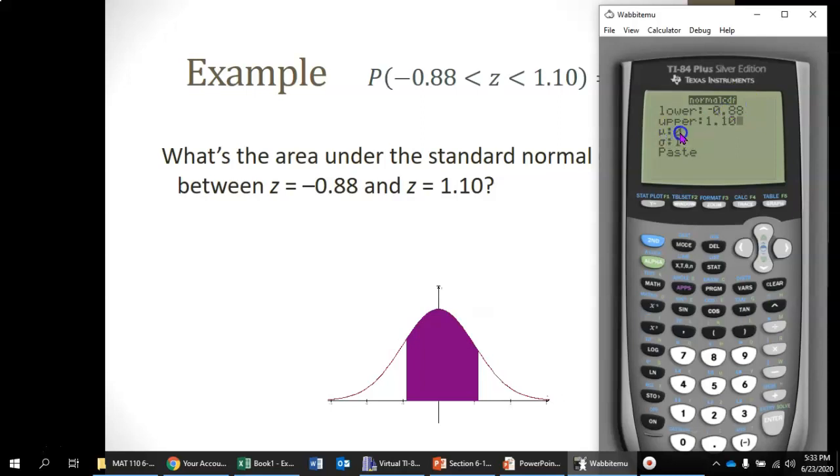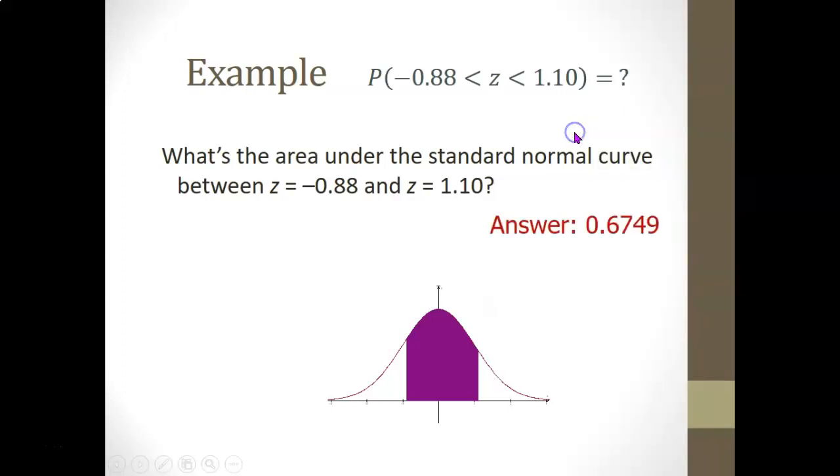And then we should have a 0 and a 1 here. If these don't say 0 and 1, you should change them so that they do. The 0 is because the mean of the standard normal distribution, the Z-scores, is 0, and the standard deviation of the Z-scores is 1. So if we're just working with Z-scores, mu should be 0 and sigma should be 1. And then just go down and highlight paste, hit enter, and then hit enter again. And it will give you the answer, 0.6749.